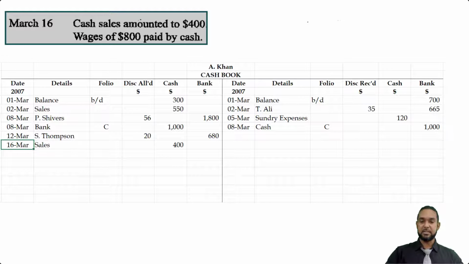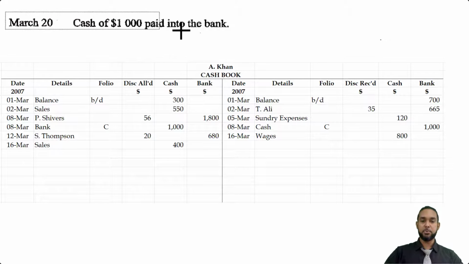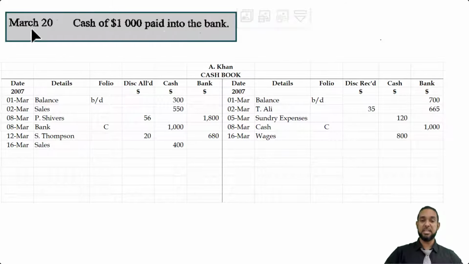Okay. Next item up, it was the wages of $800 paid by cash. Okay, so now money is coming out of cash. We have to go on the credit side because cash is an asset. To record a decrease in an asset, you have to credit the asset account. So on the cash on the credit side, you're seeing $800 and the money is going to wages. Nicely done.